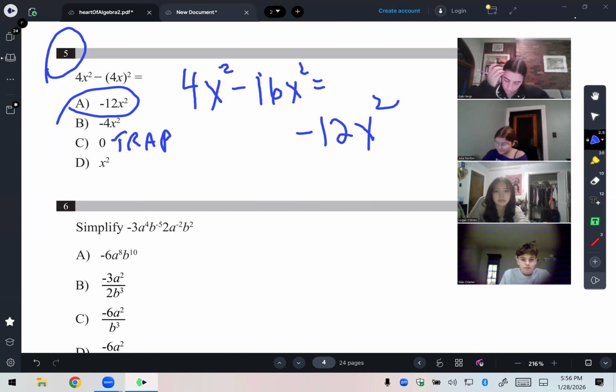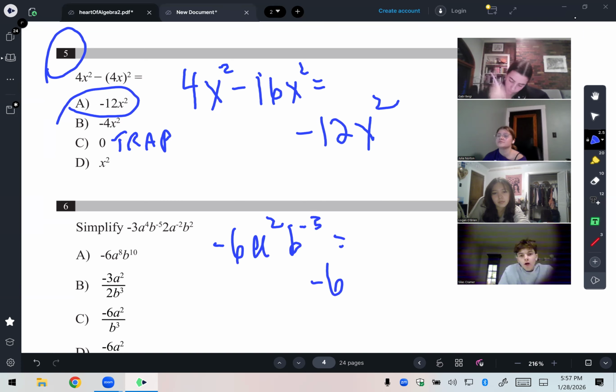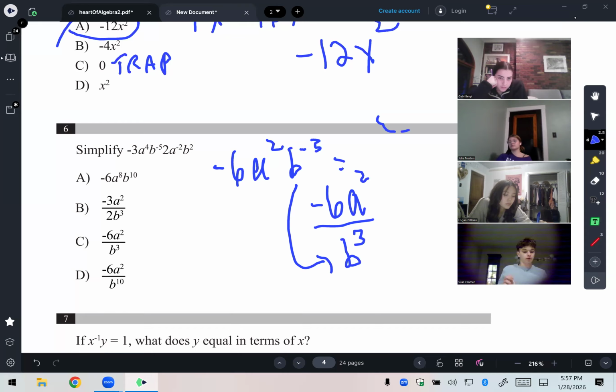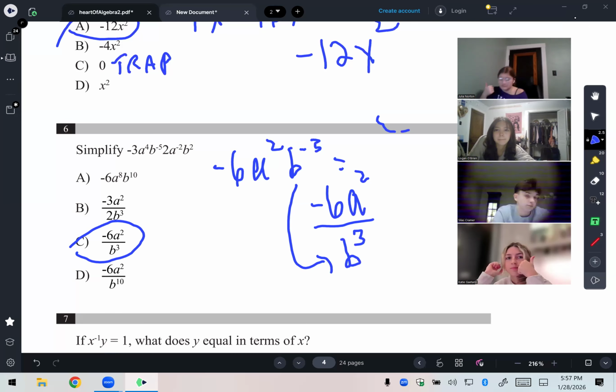Here we have a negative 3 times 2, which is a negative 6, a squared, because I added that, b to the minus 3. Well, I changed the floor, I changed the sign to accommodate the answer choices, and that will be B3 down here. This becomes down here. And so the answer for this one is C. Good with everybody here? Okay, good. Good with this group? Okay. Let's try the next one.